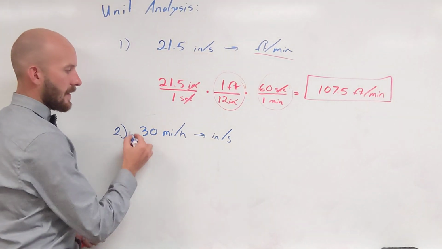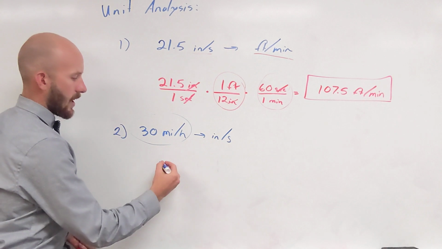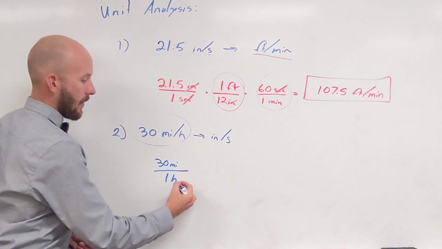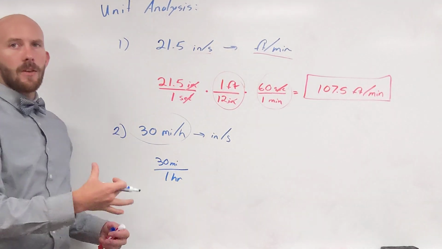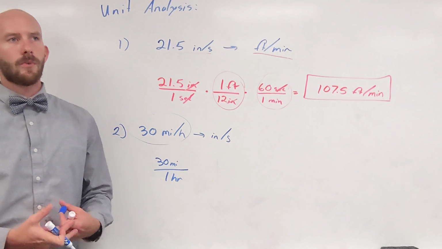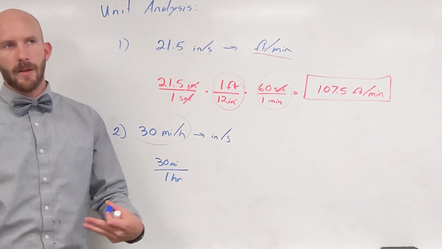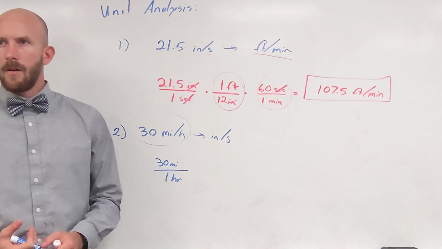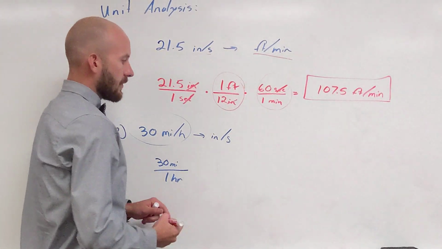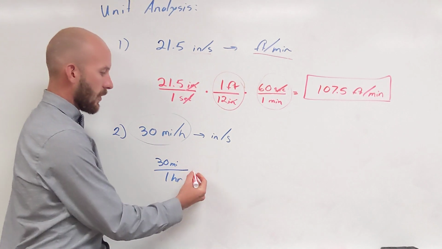And so again, I take this rate and I set it up as a fraction. It's 30 miles in 1 hour. And again, that's just like the unit rate. It'd be the same as if I took 60 miles divided by 2 hours or 90 miles divided by 3 hours. I get the same rate. So you guys kind of walk me through this one. I've got to multiply by a conversion factor.